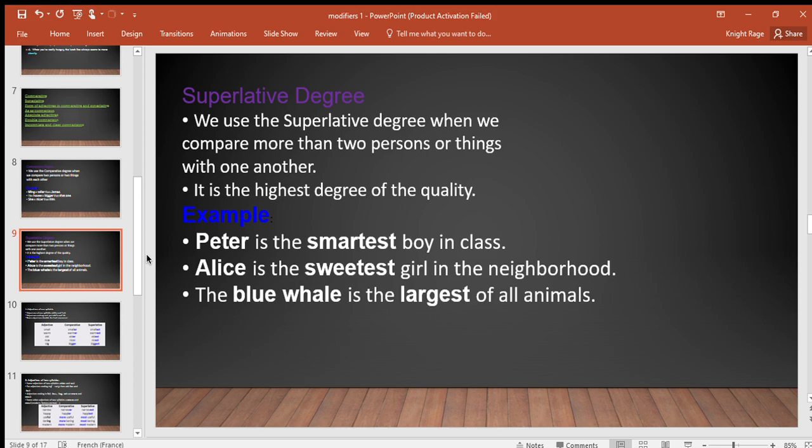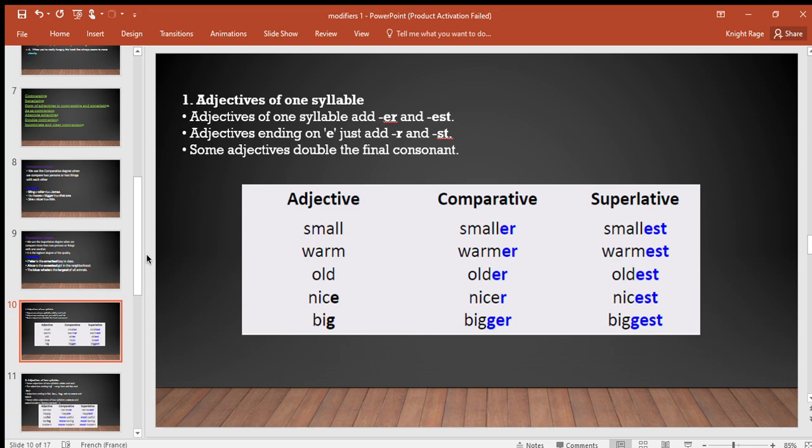And here, when using the superlative form of the adjective, we have to add "the" before the form, like the smartest, the sweetest, the biggest, the largest. Okay, adjectives of one syllable. How to form the comparative and superlative form. For adjectives of one syllable, add -er and -est: -er for comparative and -est for superlative. For adjectives ending in e, just add -r for comparative and -st for superlative. We don't need double e.